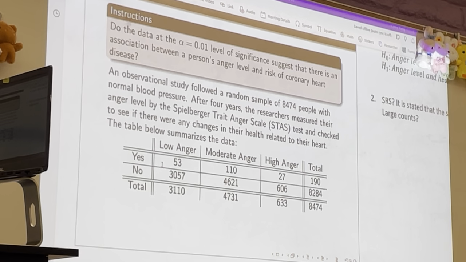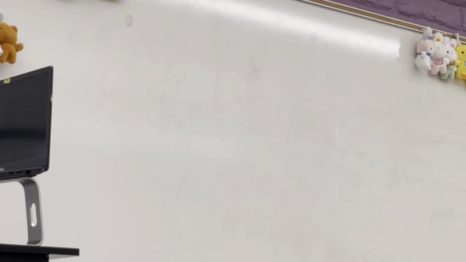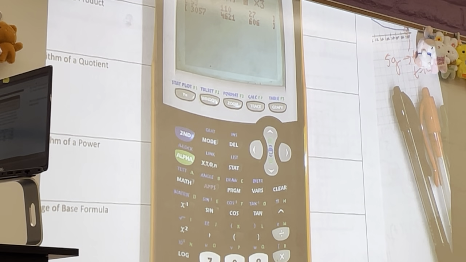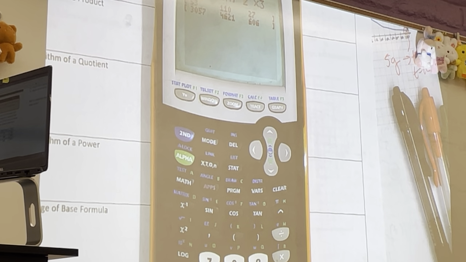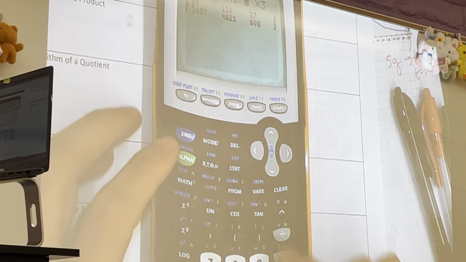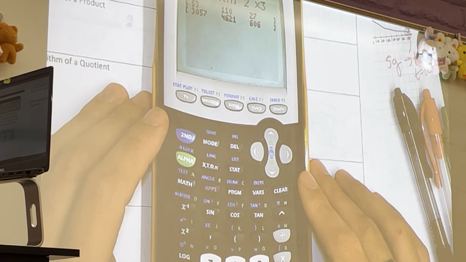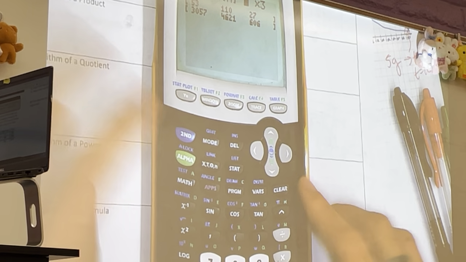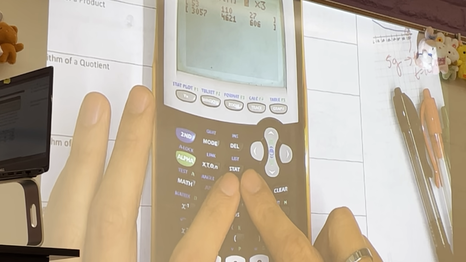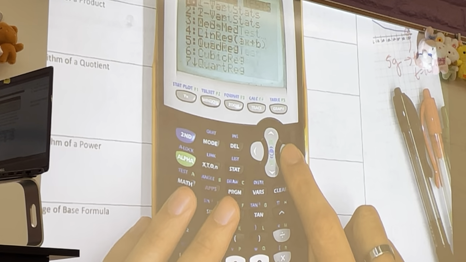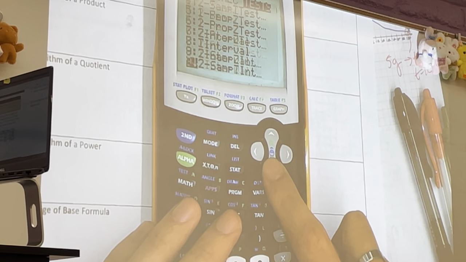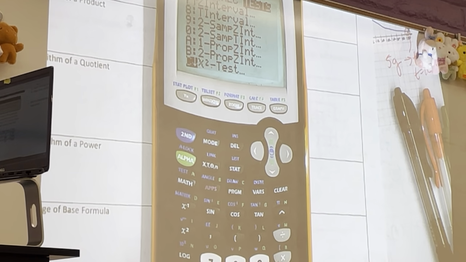Okay, so again, hopefully 6 numbers isn't too demanding. All right, so you have the data in your calculator. It's in a 2x3 matrix, and that's all you need to do. Just input the values in the table, and then you can go to stat and go to test and go to item C. Item C is our chi-square test.